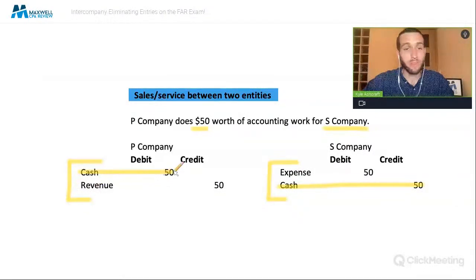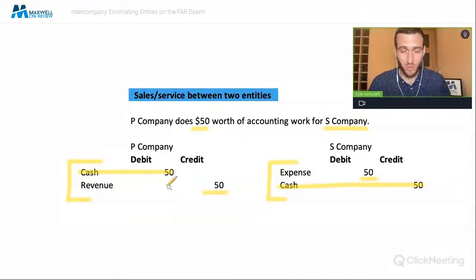And we don't want the revenue here, and we don't want the expense here. So we would just simply debit the revenue for this 50, and we would credit the expense for 50. And that would be our entire entry there, just kind of reversing out.